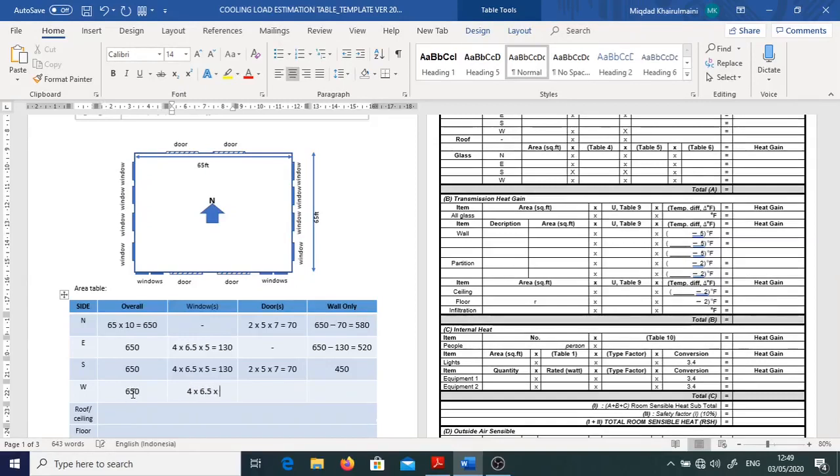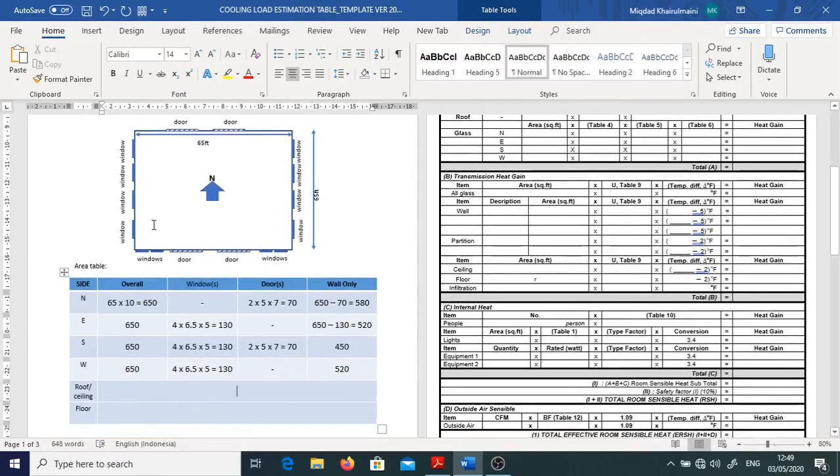Okay, times 5 equals 130. There are no doors, so this one we can get 520. Okay, so next is the ceiling or roof, but this one is a 1-story building, so there's only roof, there's no ceiling. So the area of the roof will cover the entire floor. So the entire floor, 65 feet times 65 feet, so we can get 4,225. So the floor area is also the same, 65 times 65.